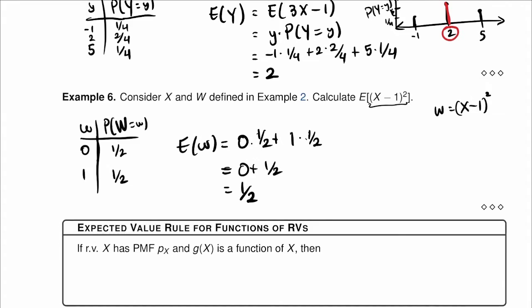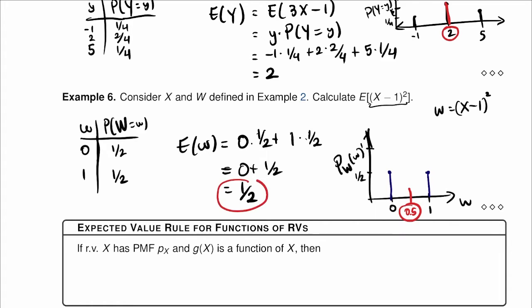So if we sketch the PMF function, W takes just the values 0 and 1. This is the PMF of W, and this is 1 and this is 1/2. The PMF is going to be this. So the center of mass here is obvious, that is 0.5, and it's actually the expected value. This is 0.5.